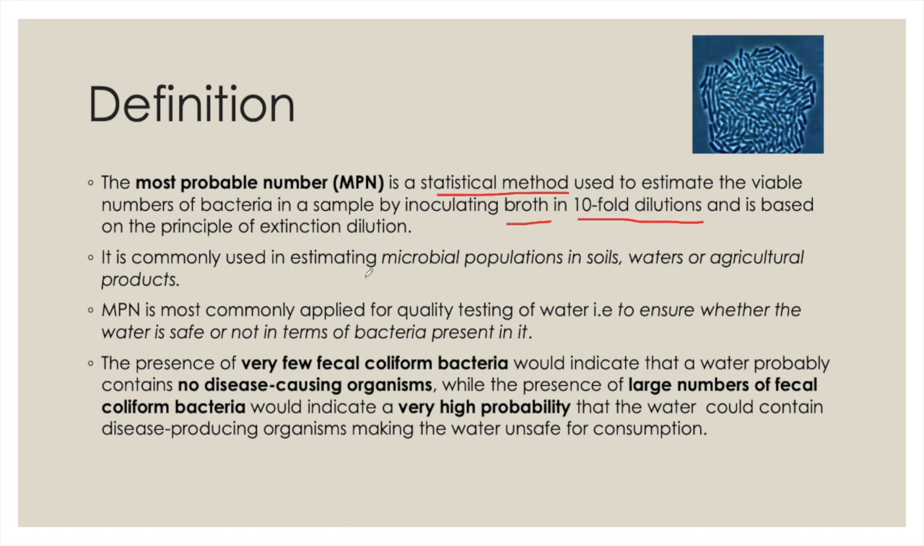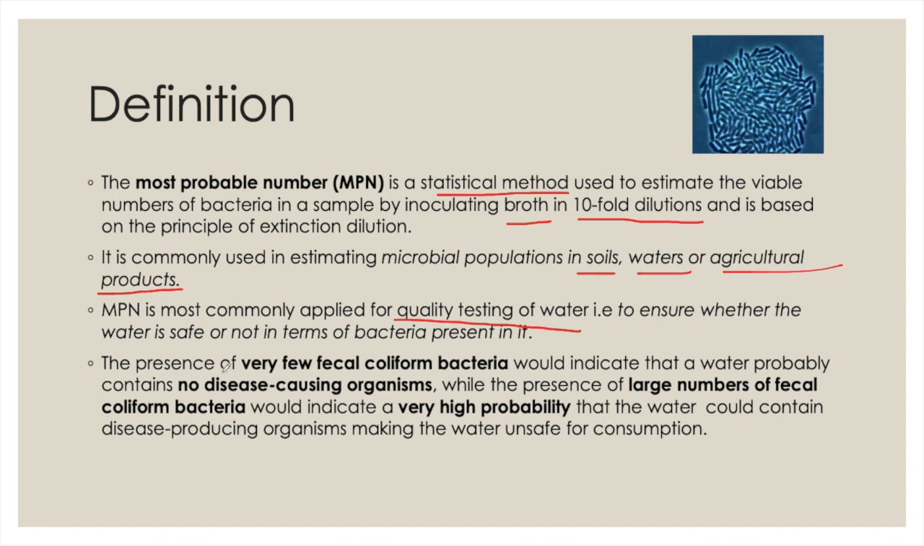This is commonly used in estimating the microbial population in soil, water and agricultural products. We find out the presence of bacteria or some other microbial population in soil, water as well as in agricultural product. And now here we are discussing quality testing of water. That is, we use it to ensure whether the water is safe or not in terms of bacteria present in it.